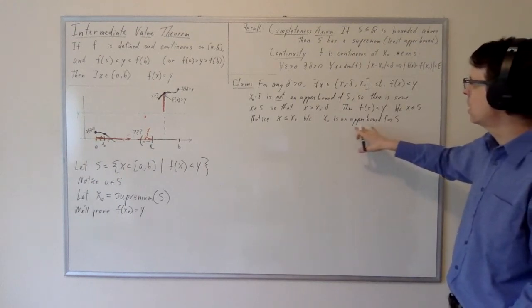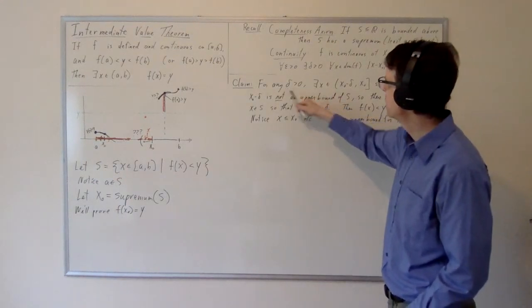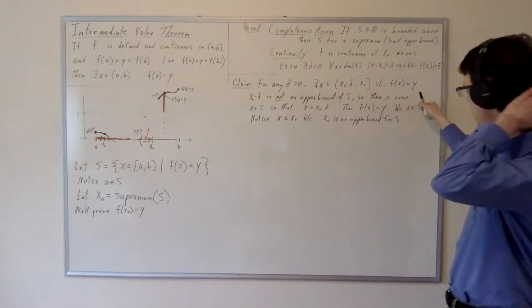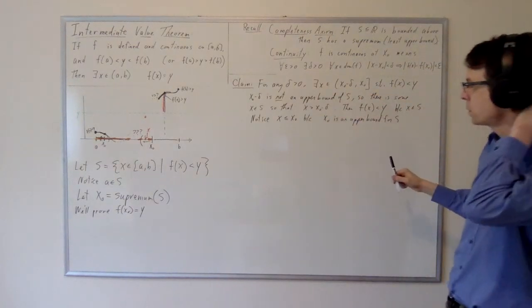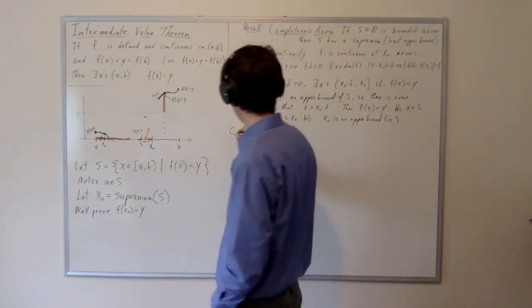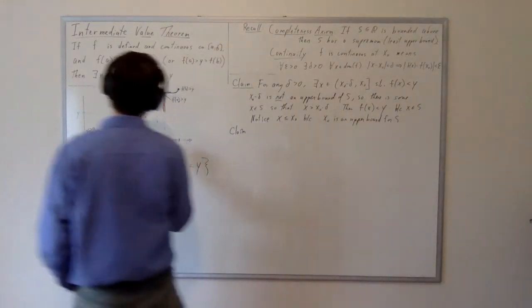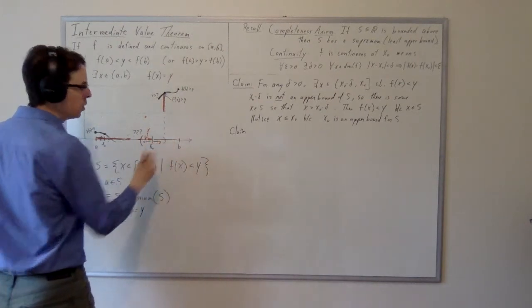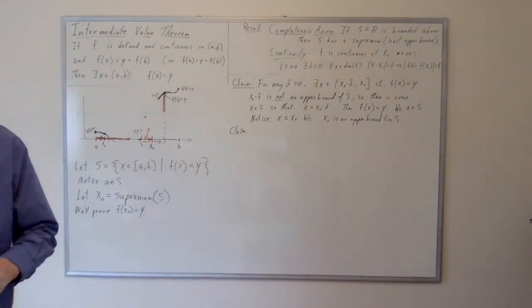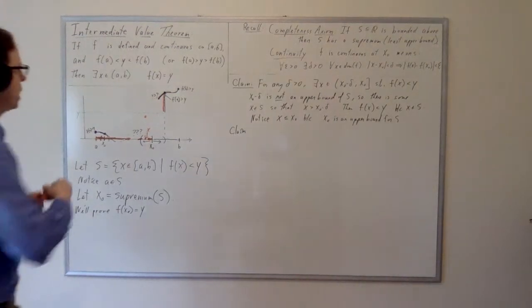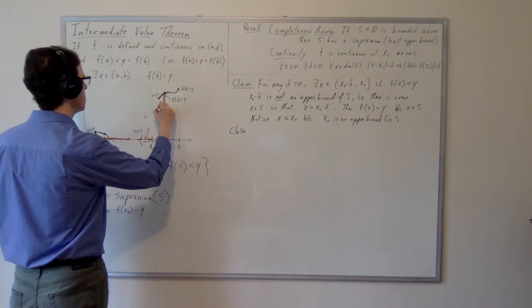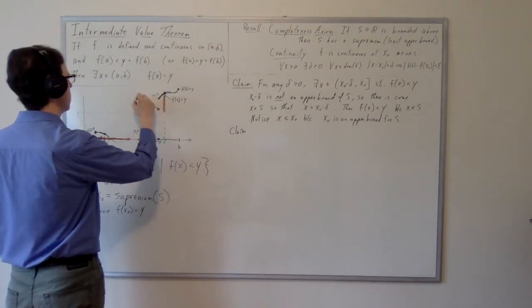That gives us the claim, right? For any delta, you subtract a little bit. There is an x in this region with f of x less than y. And now I want to claim the opposite. I want to claim that for any delta, if you look up here, then there's going to be an x in this region whose value is going to be greater than or equal to y.